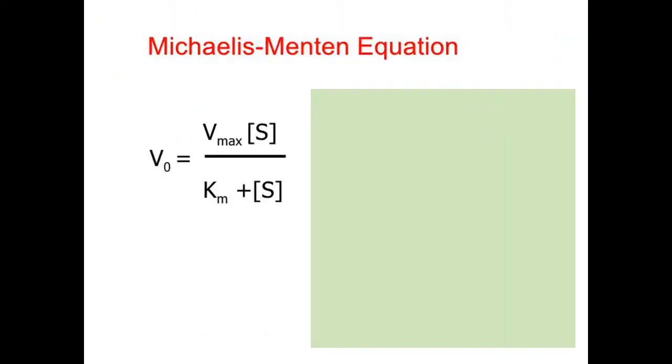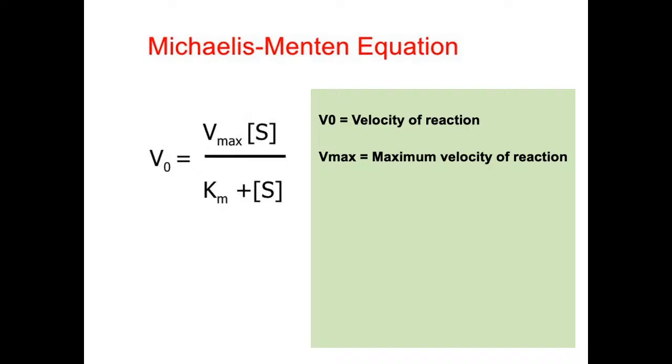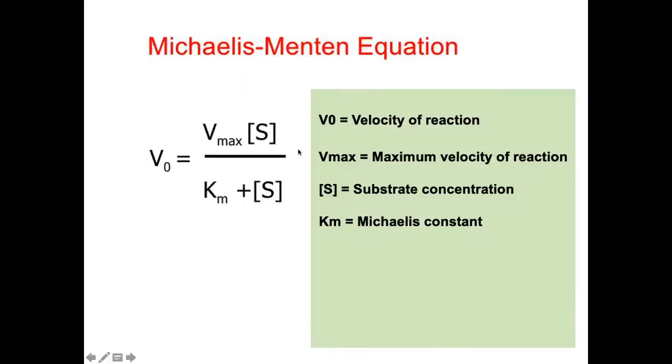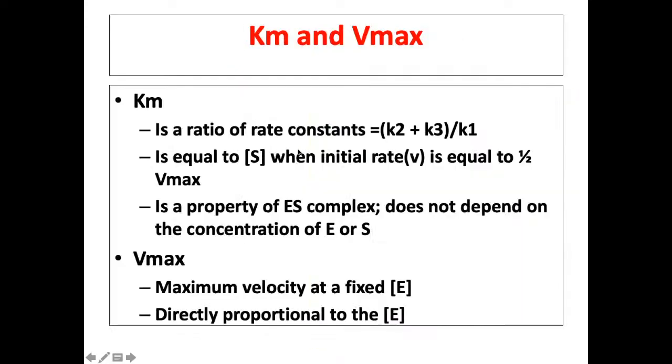So how do we define this Michaelis-Menten equation? V naught is equal to Vmax multiplied by substrate divided by Km plus substrate. V naught is the velocity of the reaction, Vmax is the maximum velocity of the reaction, S is the substrate concentration, and Km is the Michaelis constant. So that's the Michaelis-Menten equation.